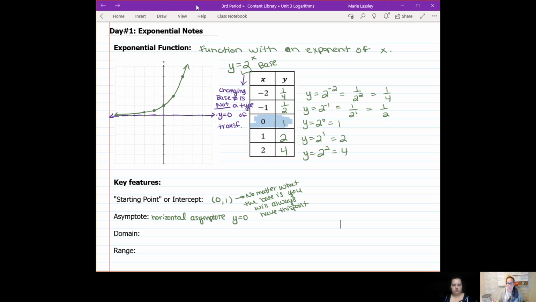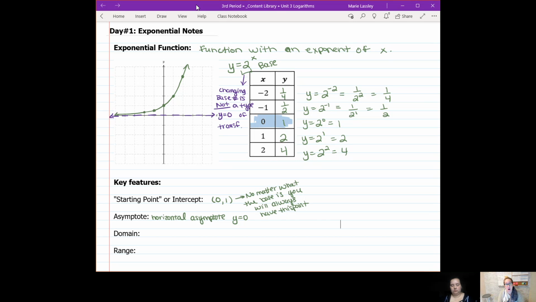And again, just like when we have our rational functions and we transformed it, that asymptote can change depending on any vertical shifts or dilations or things like that. But we're always going to have some type of horizontal asymptote.